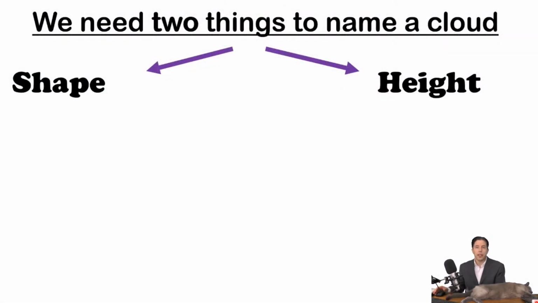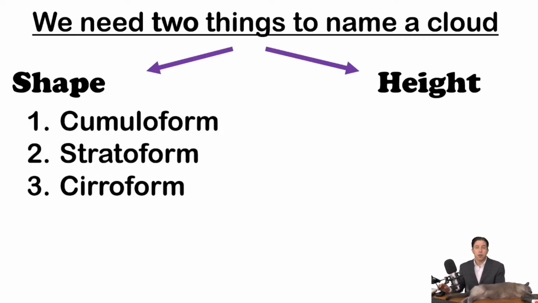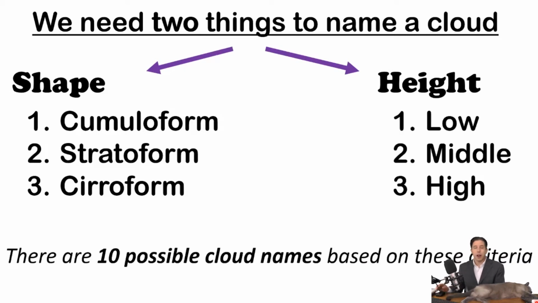Now, what we're going to learn here is how to identify and name clouds, and in order to do that, we need to know two things about the cloud. We need to know its shape, and we need to know its height above the ground. So for shapes, there are three general shapes that all clouds should fit into: cumuliform, stratiform, and cirriform. I'll show you examples of those in a second. And then there's three heights that all clouds should fall into, either low, middle, or high. So given those variables, there are 10 basic cloud types that we can come up with from this system.